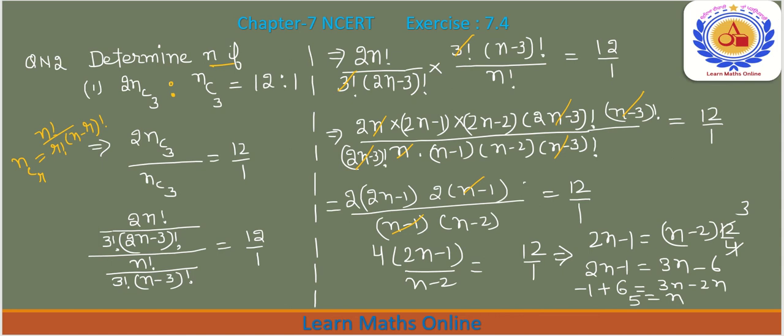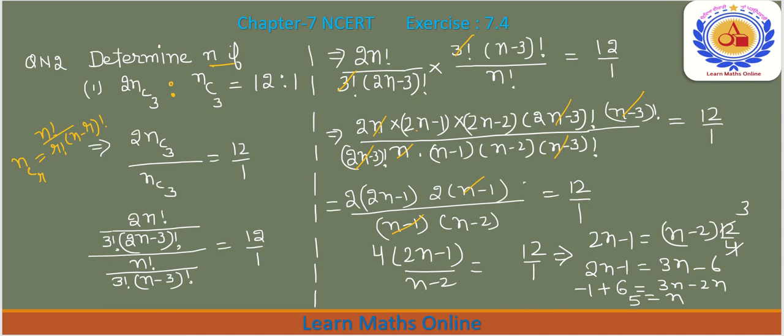By further simplification, we are left with these terms: 2n factorial over 3 factorial into 2n minus 3 factorial. These two terms will be cancelled out, and now in the next step, 2n factorial can be written as 2n into 2n minus 1 into 2n minus 2 into 2n minus 3.